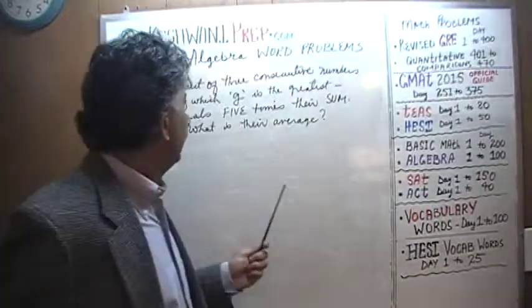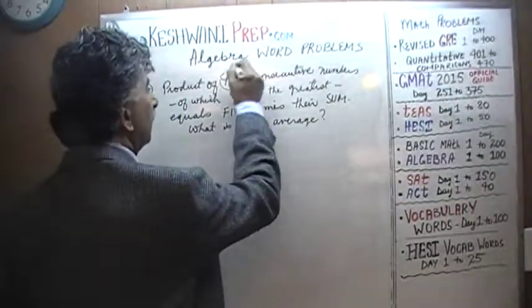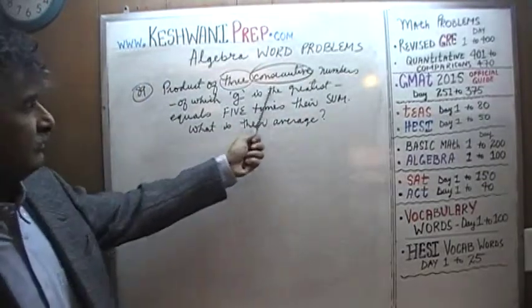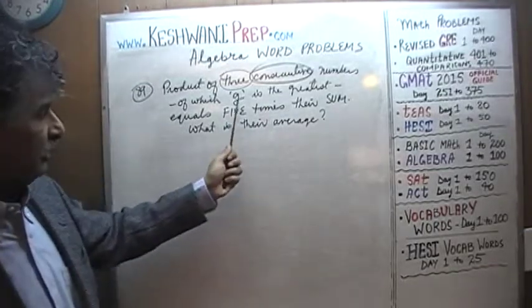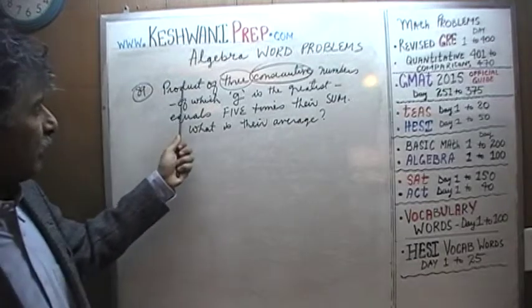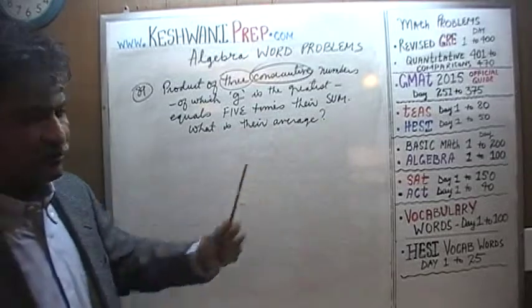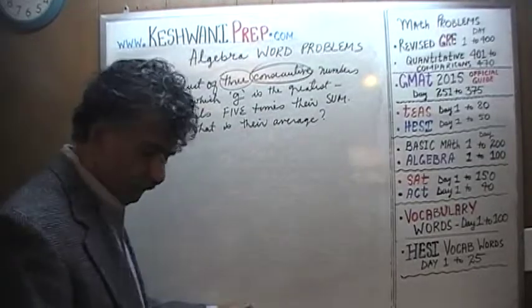It says that we have three consecutive numbers, and we are told that they are the product of three consecutive numbers, of which G is the greatest one. We have to represent the quantity G as the greatest of the three. Their product, we are told, equals five times their sum. The question simply is, what is their average? Let's find out, shall we?